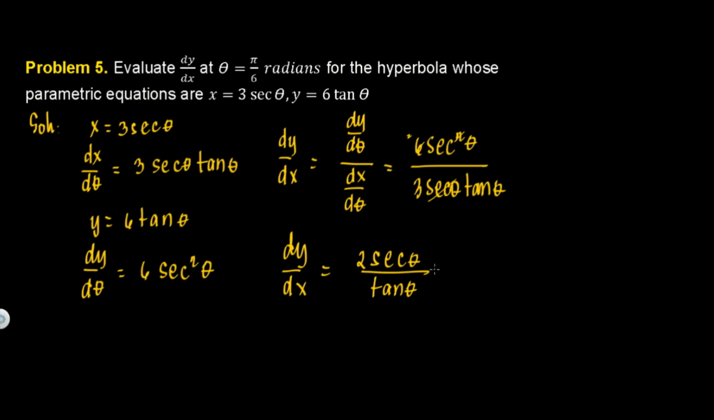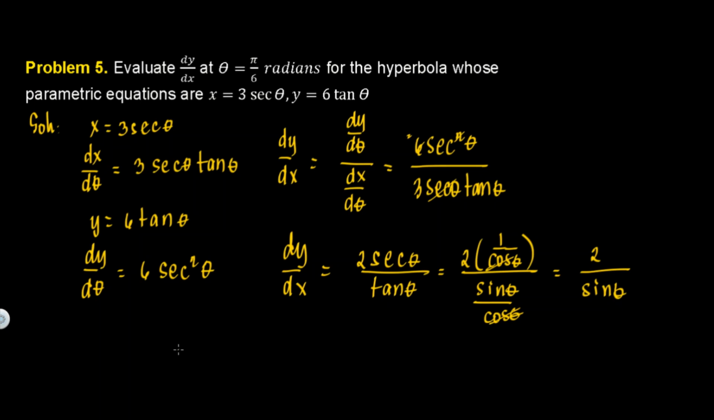Secant theta is 1 over cosine. So we have 2 times 1 over cosine theta. And tangent theta is sine theta over cosine theta. Tanggalin na natin to. So we have 2 over sine theta.